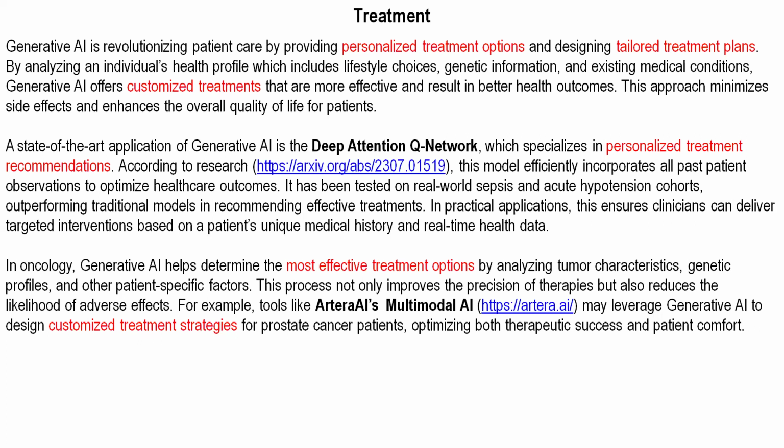Next is multimodal AI, which is one of Time magazine's inventions of this year. The reference didn't specify that they use generative AI, but they use multimodal AI. Multimodal AI means combining different kinds of machine learning and deep learning, so it may leverage generative AI to design customized treatment strategies.